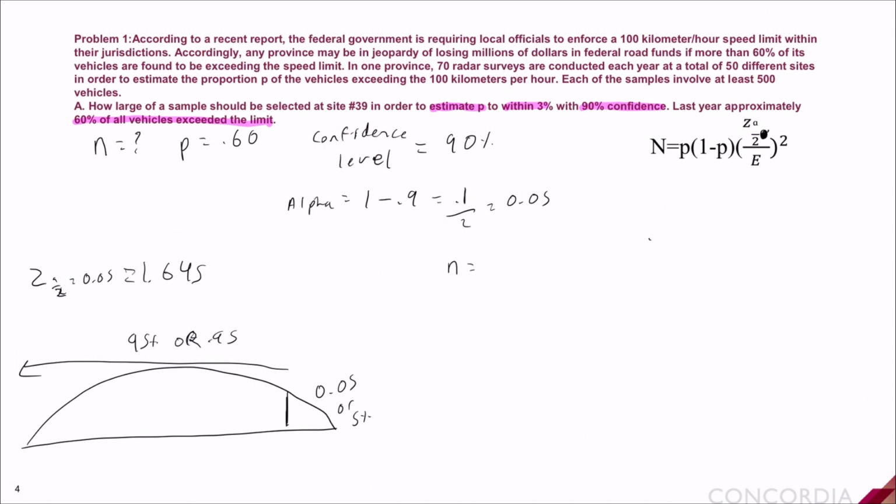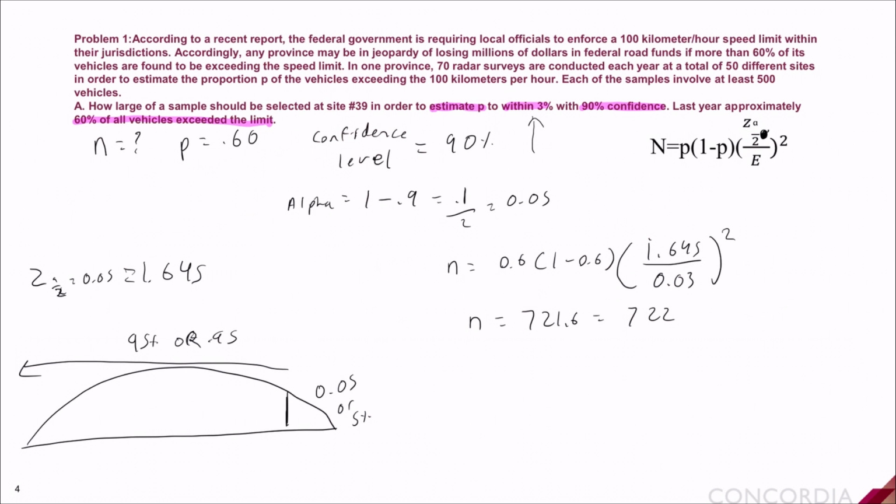Once we have these values, we can plug them into our equation. So n equals 0.6 times 1 minus 0.6 multiplied by our z-score, 1.645, over our error, which was in the problem. It was given to us as 3% or 0.03, squared, and that gives us an n equivalent to 721.6. But since we can't have 0.6 of a vehicle, we have to round it up to 722.